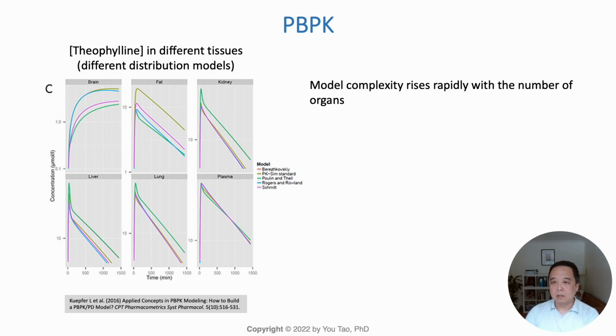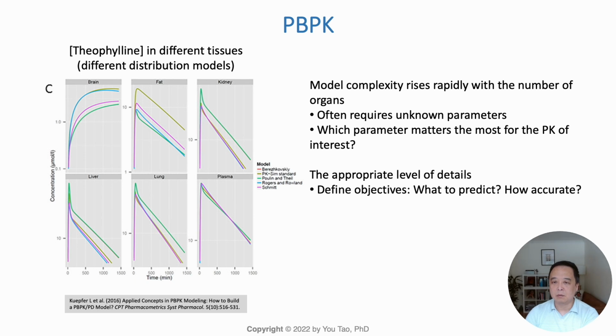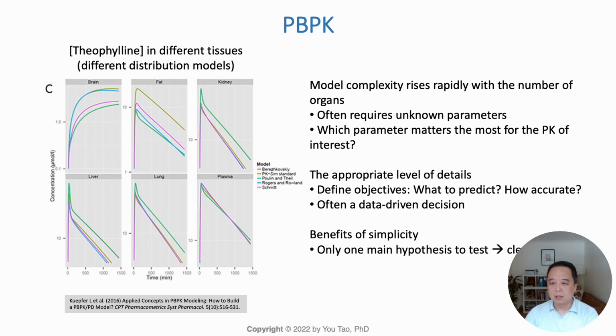Also, the model complexity rises rapidly with the number of organs, which often requires unknown parameters, and you need to answer the question of which parameter actually matters the most for the PK of interest. This essentially boils down to the question: what is the appropriate level of detail that you need to retain in such a model? First of all, you need to define the objectives. What do you want to predict, and how accurate does that prediction need to be? Secondly, this is often a data-driven decision, as you will see in our example. The benefit of simplicity is that you retain only one main hypothesis to test, and this gives you clear results. Such results should also be easy and clear to communicate.